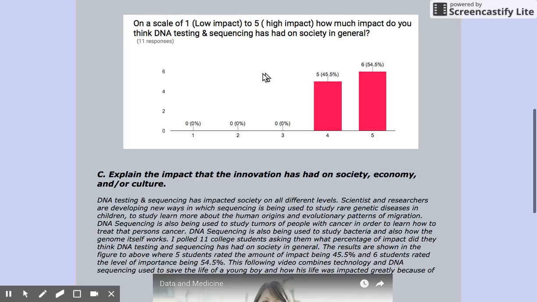This following graph here was developed using Google Forms in order for me to be able to collect the data from 11 students from my class, and they pretty much gave me their input on how much they think DNA testing and sequencing has impacted society in general. And they rated it from a 4 to a 5, which is pretty high. And as time goes by, this innovation will just only become a bigger impact in society.